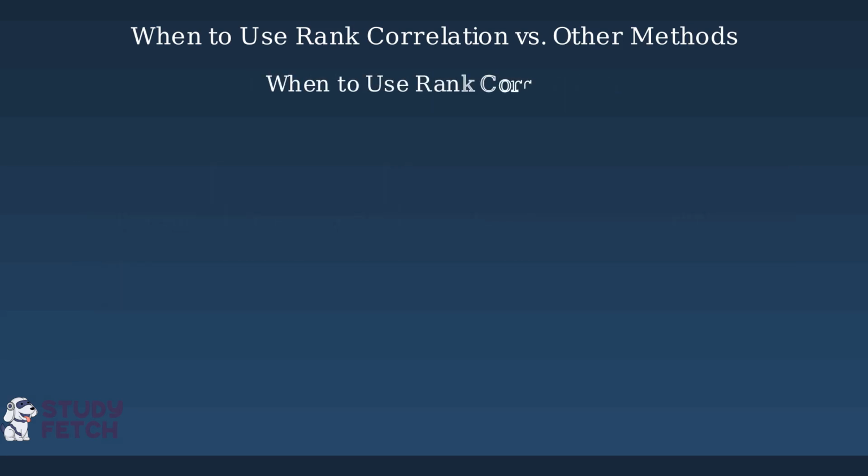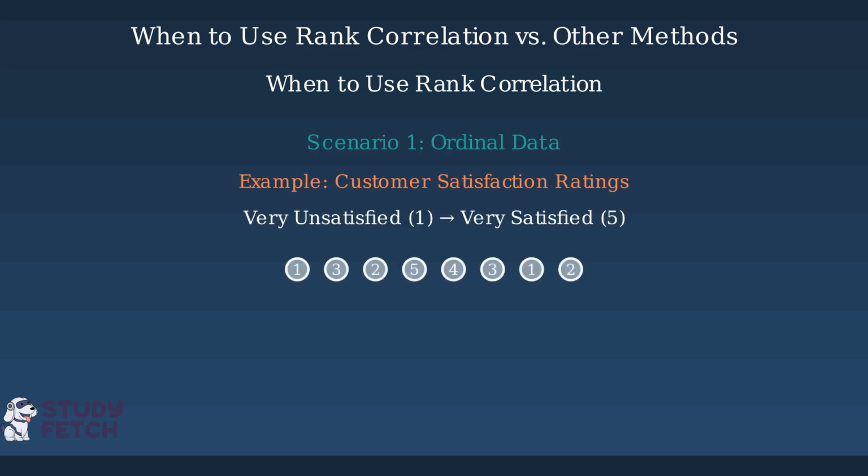Let's explore 4 key scenarios where rank correlation methods are typically preferred over Pearson's correlation. Scenario 1. When working with ordinal data, such as customer satisfaction ratings, rank correlation is more appropriate. These methods properly handle the ordered but non-interval nature of the data.